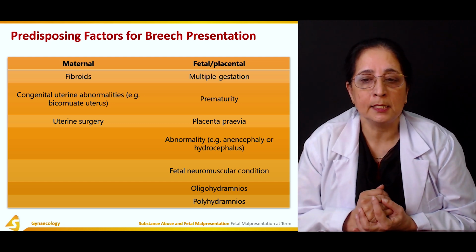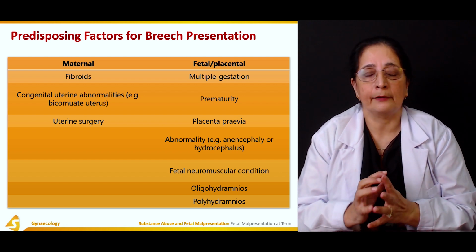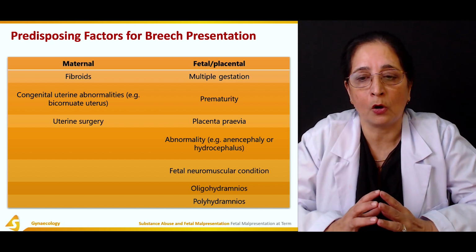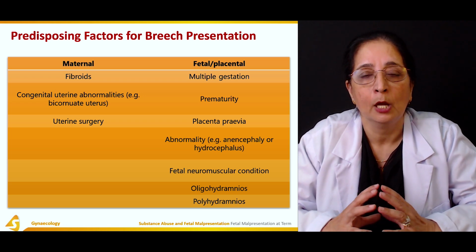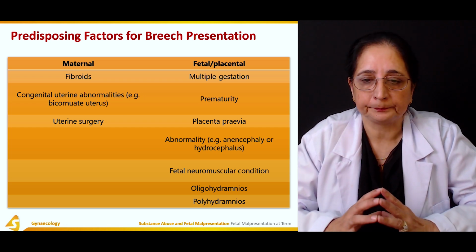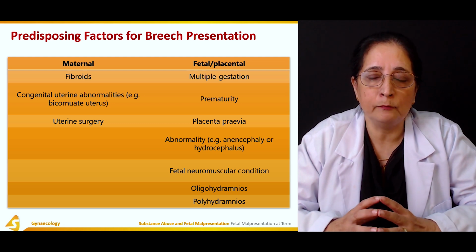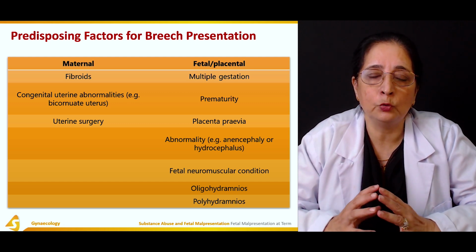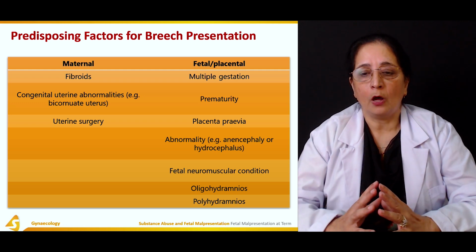Then some abnormalities of the fetus like anencephaly or hydrocephalus. Anencephaly is a condition in which the head is small, and hydrocephalus is a condition in which the head is big. Both can lead to a breech presentation at term. Fetal neuromuscular conditions can affect the movement, and movement is slow. It's hard for the baby to change positions. It can lead to breech presentation.